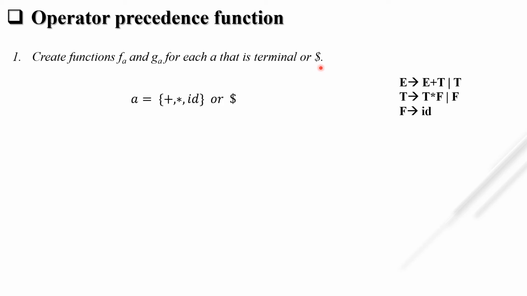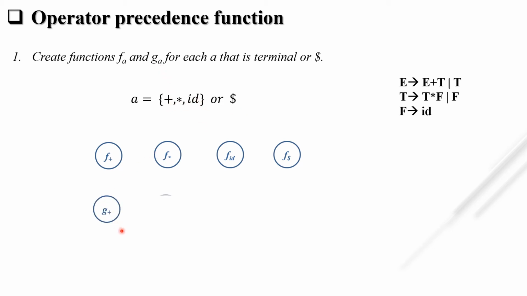Now a equals plus, star, id or dollar. Dollar we must include in the operator precedence matrix also, and also in the operator precedence function. So a is a terminal, so I write f of plus, then f of star, f of id, and f of dollar. Similarly, we also have to create the g of a function. What is a? Plus, star, id and dollar. So we have to create g of plus, g of star, g of id, g of dollar. It is simple. Now what is the next step?